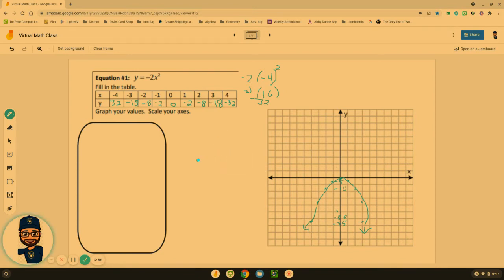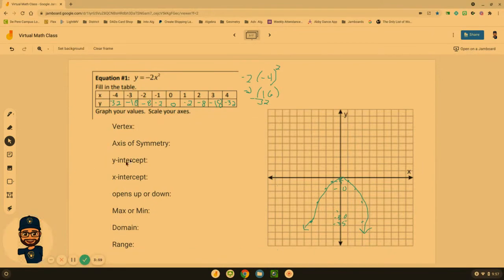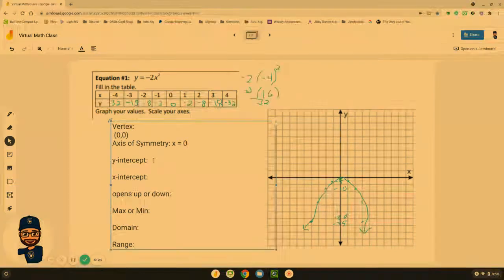We need to identify the characteristics. When they ask you about the characteristics, this is what they're asking you to find. What is the vertex of this graph? Hopefully, you see that the vertex is at 0, 0. What is the axis of symmetry? X equals 0 because it has to go through the vertex on the x-coordinate. What is the y-intercept? Y equals 0. That's where it touches the y-axis. What's the x-intercept? It's also at 0, because that's the only spot that it touches the x-axis.